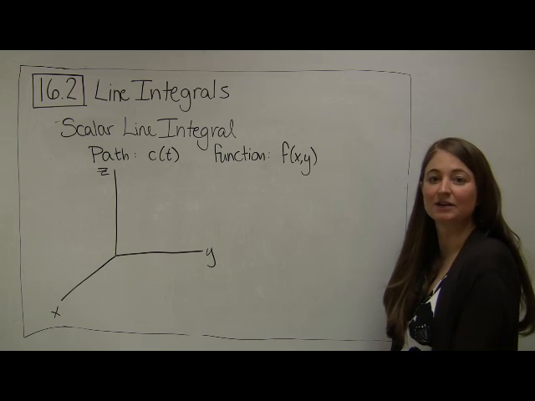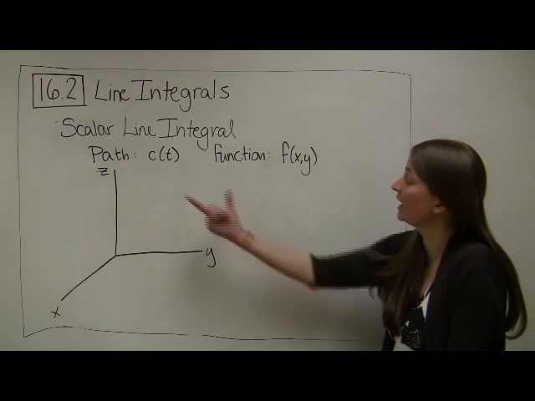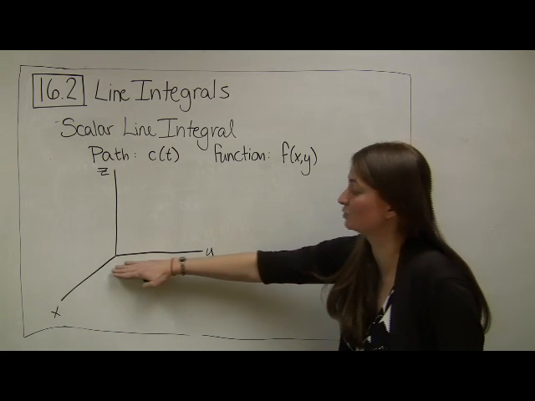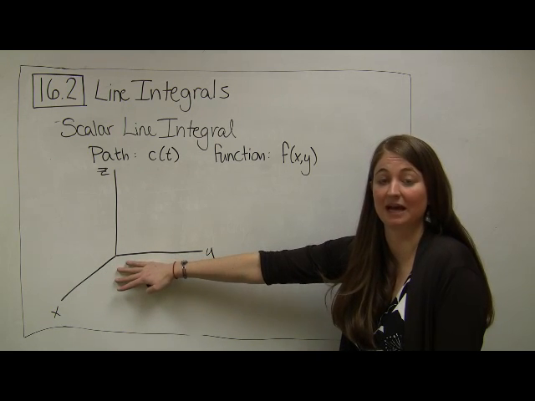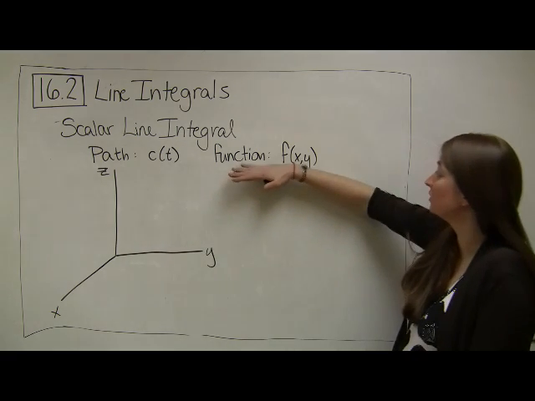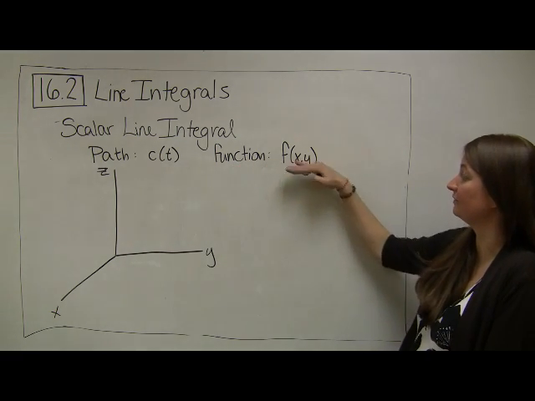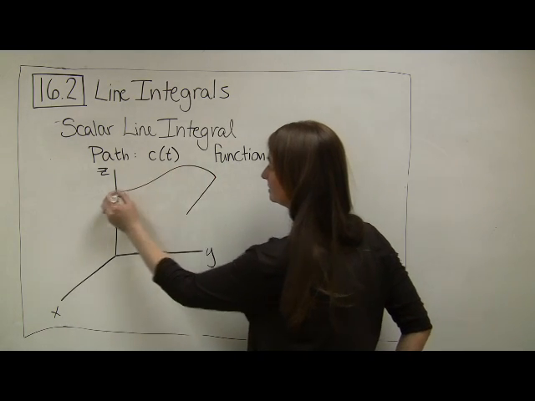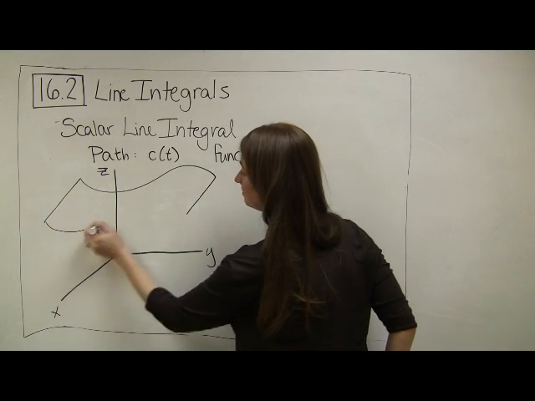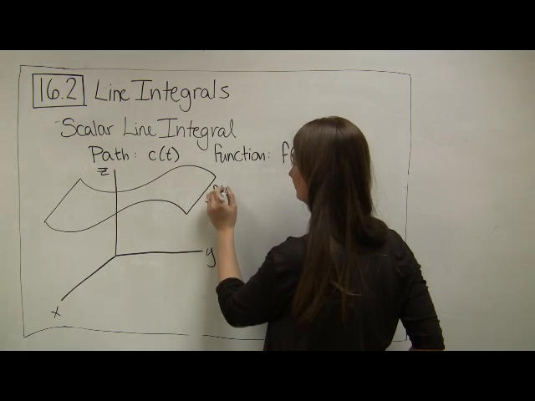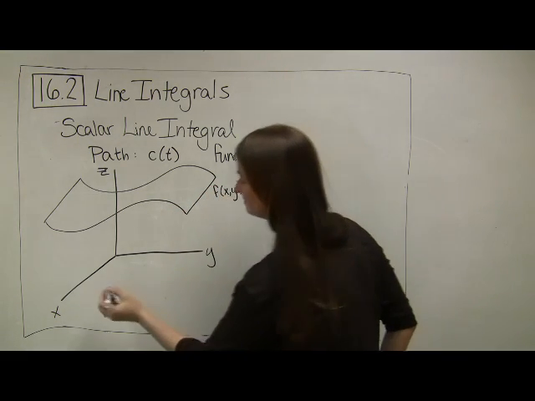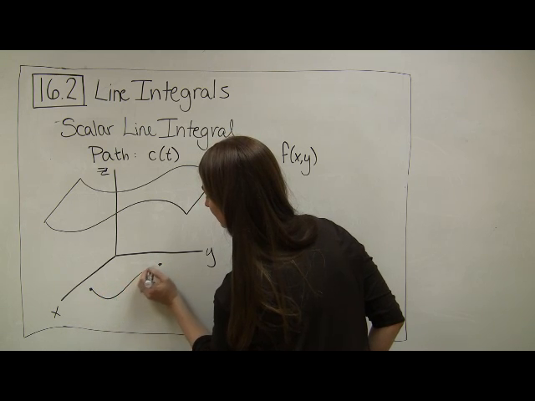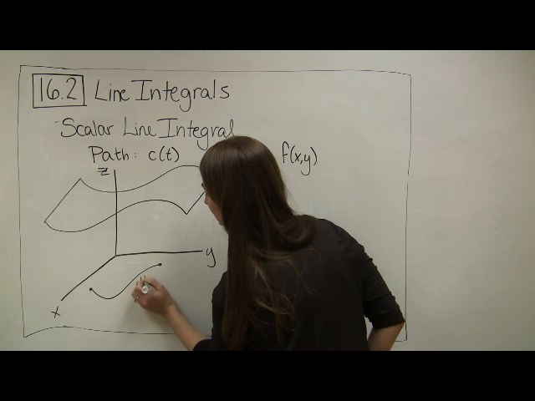So for a scalar line integral, I need two different pieces. We have a path, and typically that path is going to be represented by a path down here in the xy plane, so it's flat, just like we had in our previous example. We also have a multivariable function, f of xy, and I like to represent our multivariable functions by these magic carpets, right? So here's my magic carpet, my f of xy function, and here's some path that I have down in the xy plane. I'll call this path c of t.